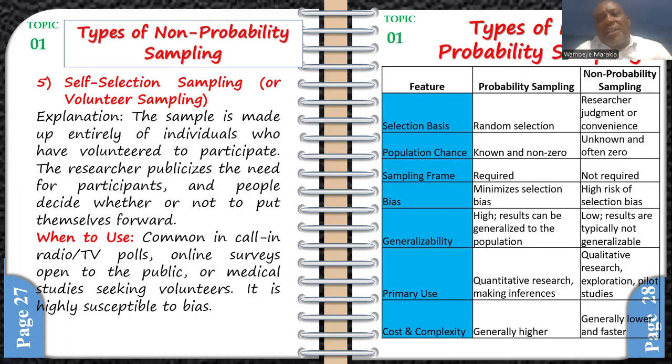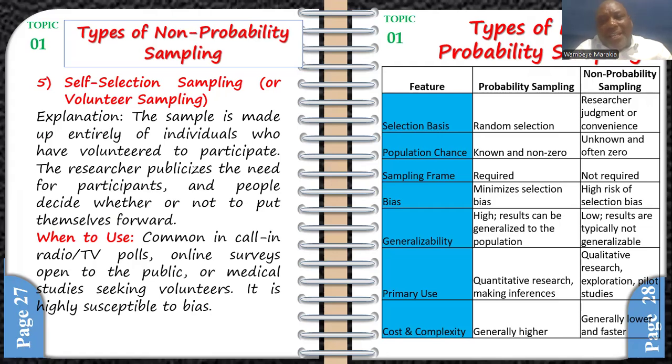What is the difference between probability and non-probability sampling? We base on a feature. One of the features is selection bias. In probability sampling, the units are randomly selected, but in non-probability sampling, researcher judgment or convenience applies.